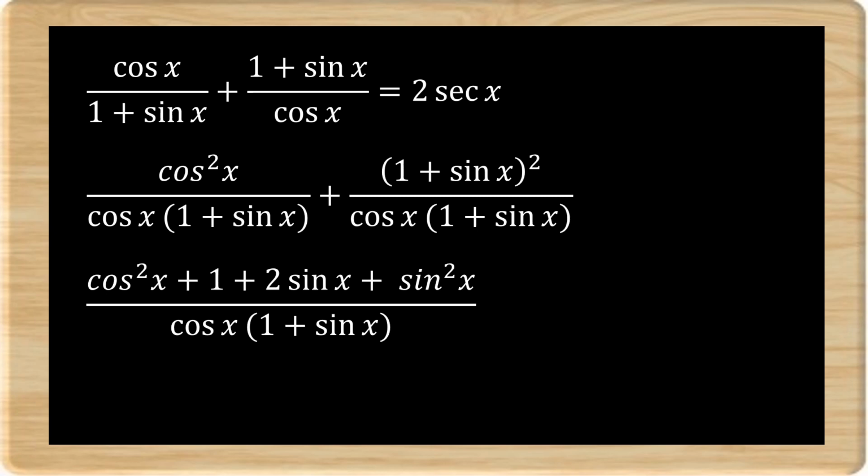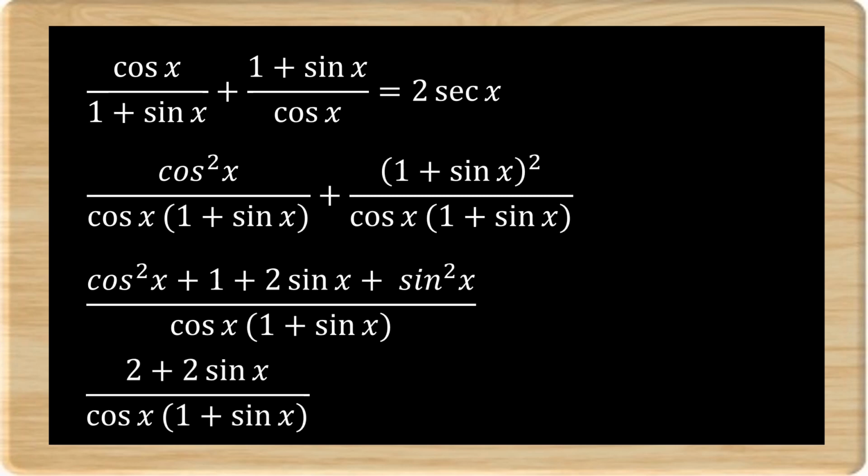Now you always want to see if you have any trig identities that show up, and that cosine squared x plus sine squared x will equal 1. I'm going to add it to the 1 that's already there to give me 2. So now I have 2 plus 2 sine x over cosine x times the quantity 1 plus sine x. Now I want to turn this into 2 secant x. Now remember, secant x is 1 over cosine x. And here I do have a cosine on the bottom, but I have these other things still here.